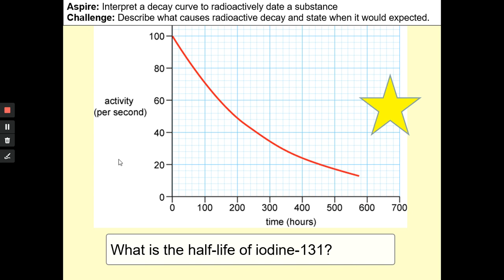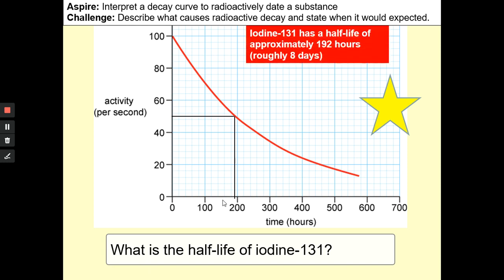I'm hoping you worked it out in this way. If half-life means the length of time it takes for the activity to drop to half, 100 up here was your original activity, so dropping down to 50 is halving that activity. And if we draw a line across from 50 to the curve, we can then draw a second one down to the time scale here, and that tells us that iodine-131 has a half-life of approximately 192 hours. That's roughly 8 days.